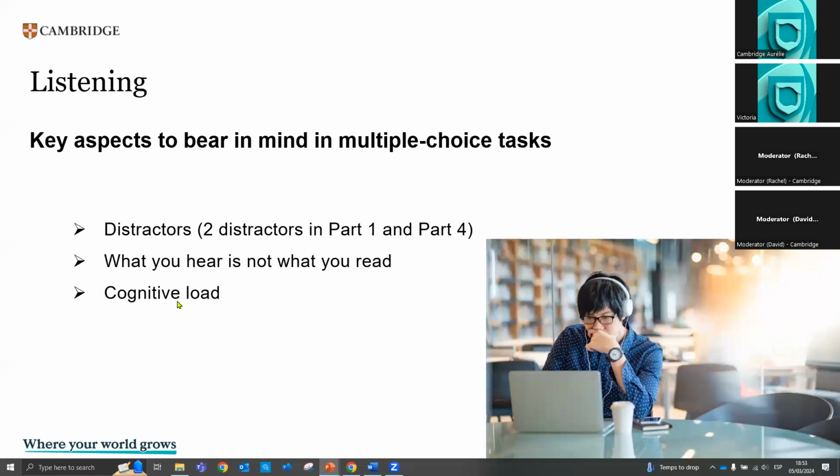And then cognitive load. What is this? What does it mean? It means that there is a lot going on in your head. Okay, you have to listen, you have to read, you have to make decisions. So there is a lot going on. Okay, a lot of brain activity.